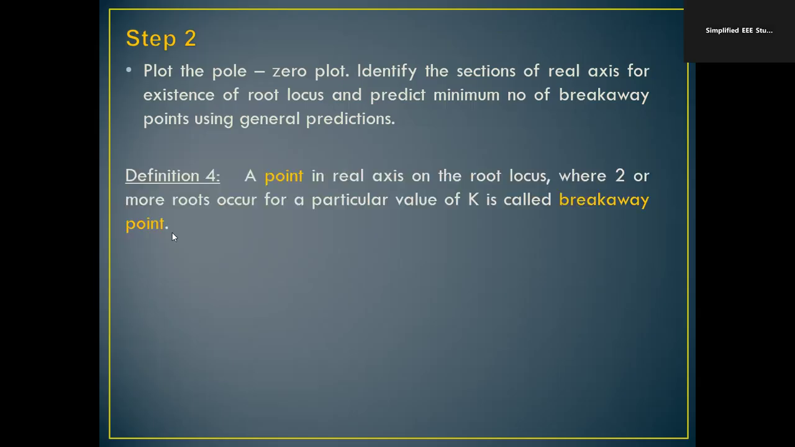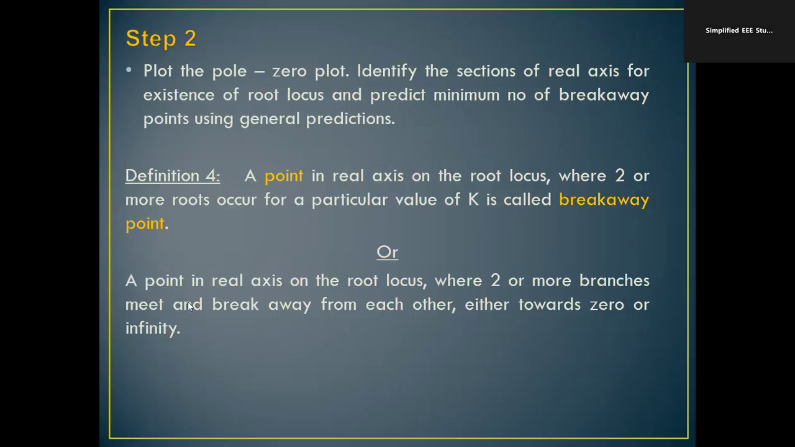A point in the real axis on the root locus where 2 or more roots occur for a particular value of K is called a breakaway point. We need to compute the breakaway point. A breakaway point will always be on the real axis only. It is a point on the real axis of the root locus where 2 or more branches meet and break away from each other, either towards 0 or infinity. A breakaway point always lies on the root locus. That is a major important point. Kindly underline this statement; the same thing you can write in your examination also.